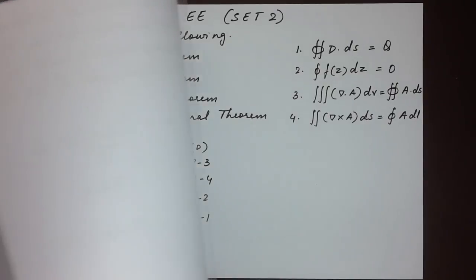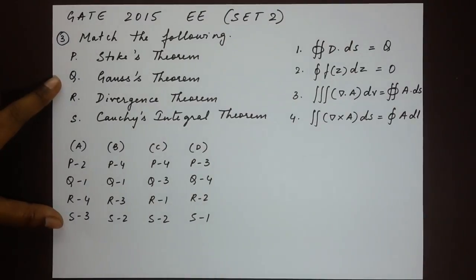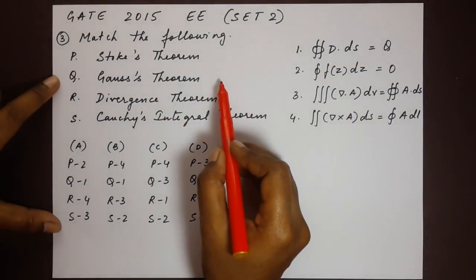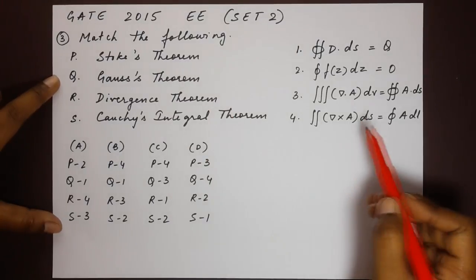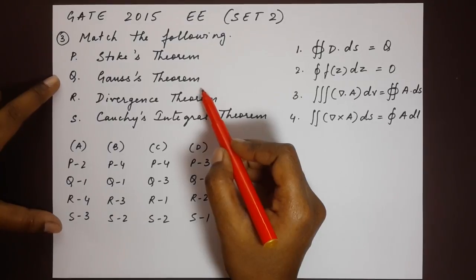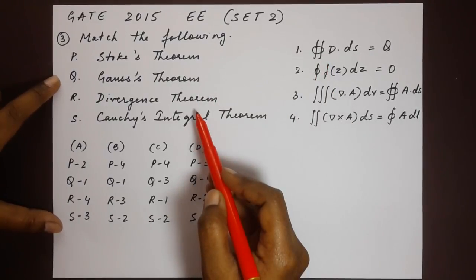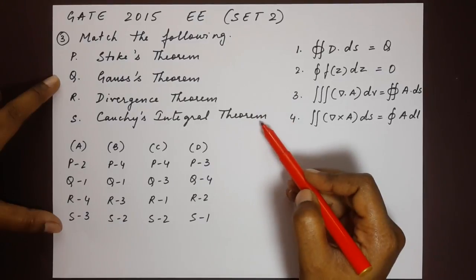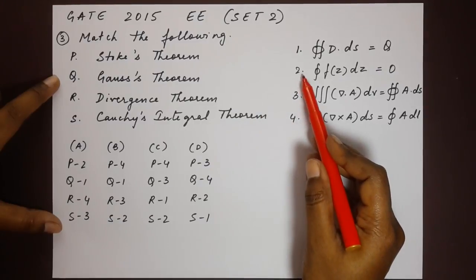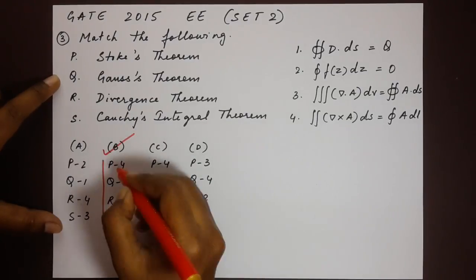So, we now have all our 4 theorems with all the 4 equations. So, we have Stokes Theorem, which corresponds to number 4, Gauss's Theorem, which corresponds to number 1, Divergence Theorem is 3, and Cauchy's integral theorem is number 2. So, which means option B is the right answer.